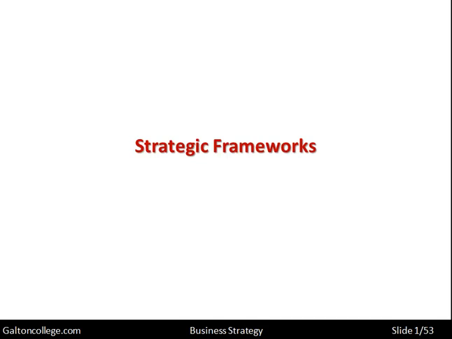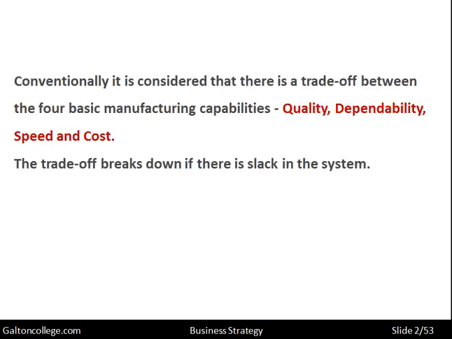This talk deals with strategic frameworks. We will look at some of the ideas that have been set out relating to this area. Conventionally, it's considered that there is a trade-off between the four basic manufacturing capabilities, that is, quality, dependability, speed, and cost.